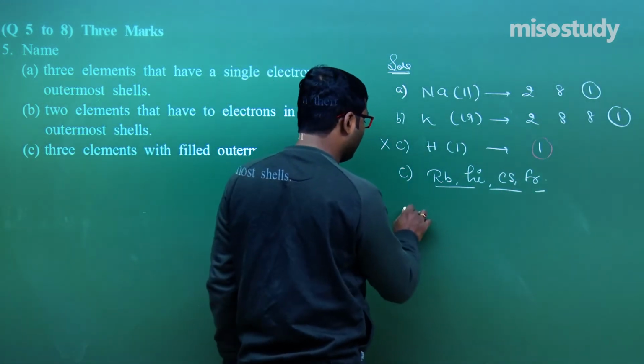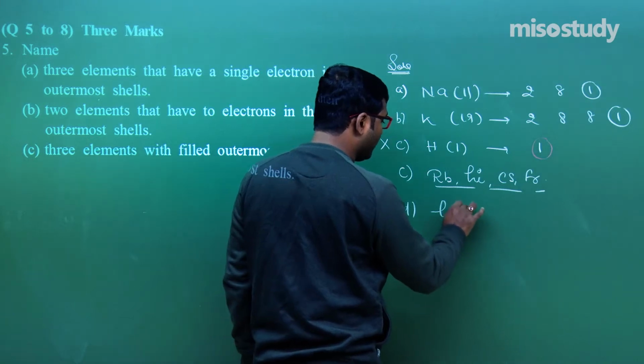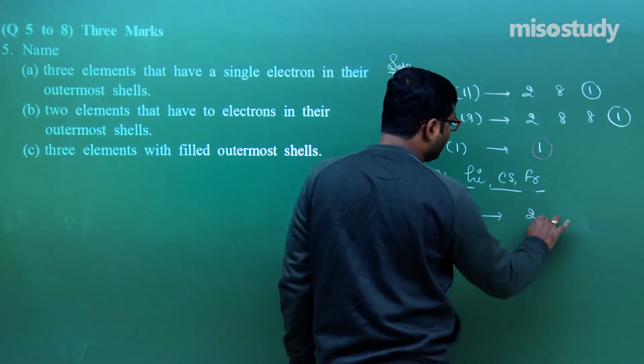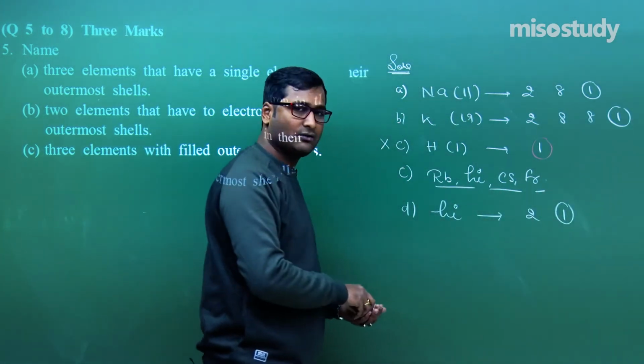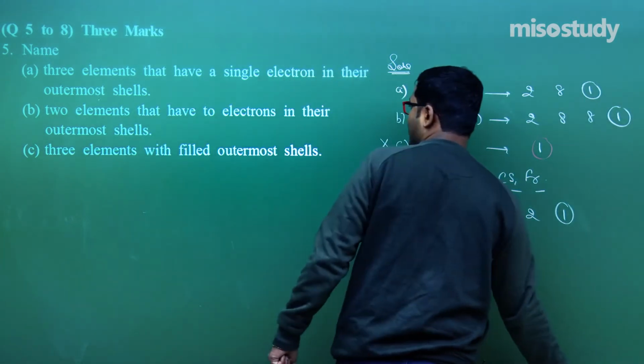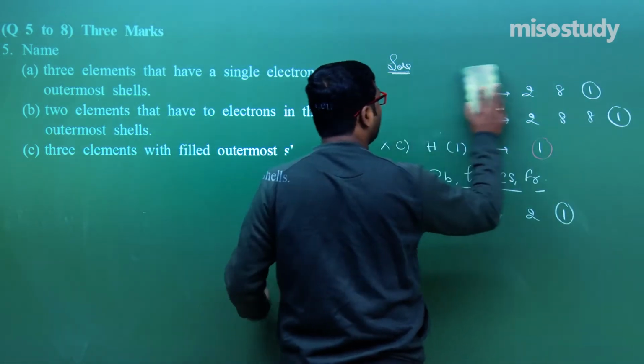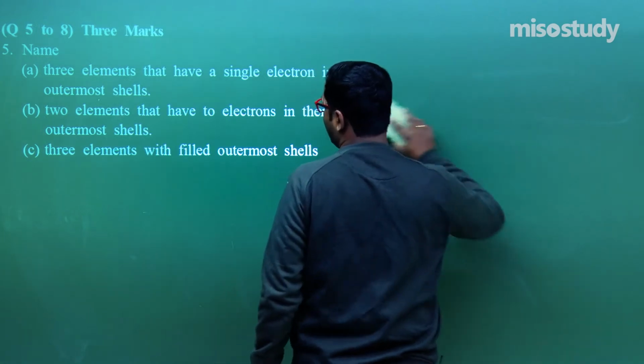For example, if anyone asks you to write down the lithium, what will you write? How will you write? That is 2, 1. That is 1 electron. Clear? Yes, sir. Now let's move to question number 2, that is the B part.